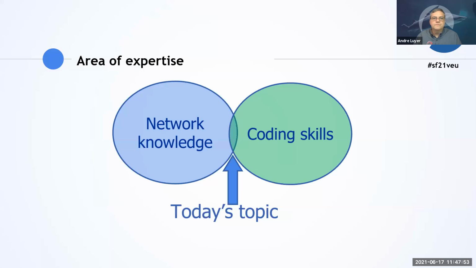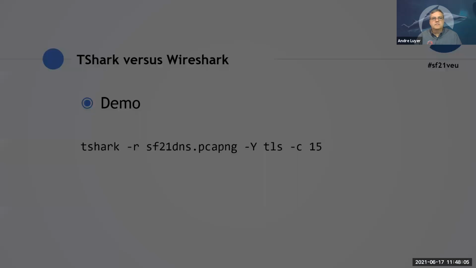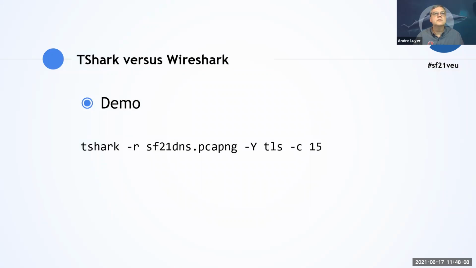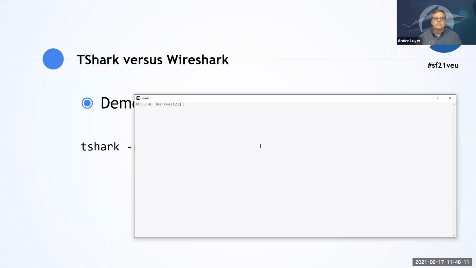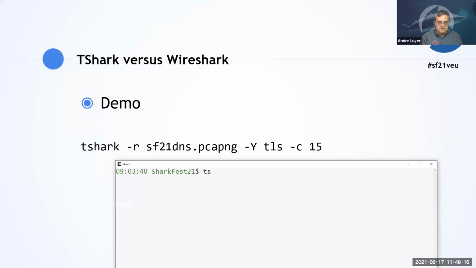So what we're talking about is network knowledge plus coding skills. That's today's topic. But first, let's start at the beginning. I can show you how to use tshark like this. Use the option -r to read from a file. We can use the option capital -Y to enter a display filter like TLS. And I use the option -c here to limit the output.